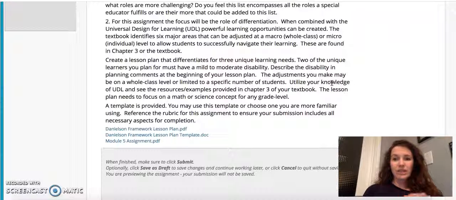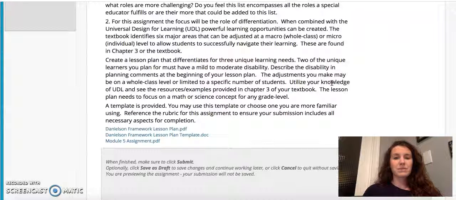So this could be something you've already done. You might have created this lesson plan for a lesson you taught or a class you've taken, and then differentiate for 2 unique learners. So, I'm sorry, 3 unique learners, but 2 of the unique learners need to have a mild to moderate disability. So for example, you could also have the 3rd learner be a student who's learning English as a second language, a student who is a high achieving student who's talented and gifted, or something else that you have experienced in your past. So 2 of them have to be in the mild to moderate disability range.